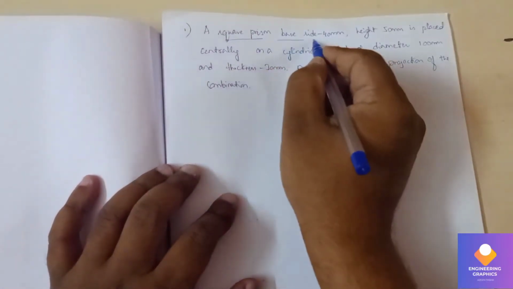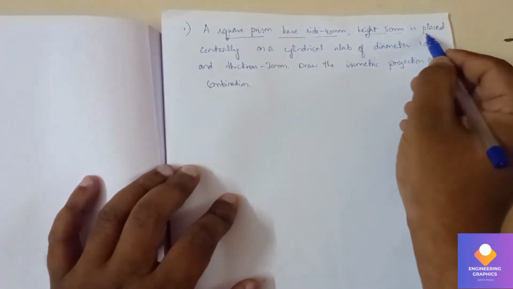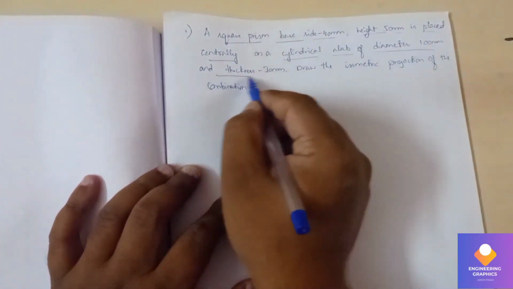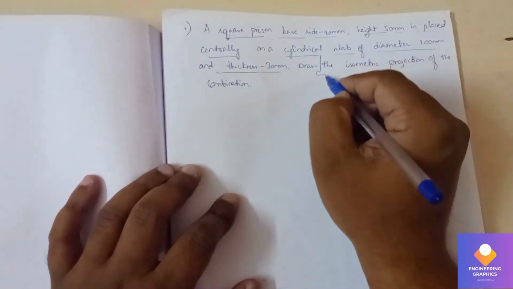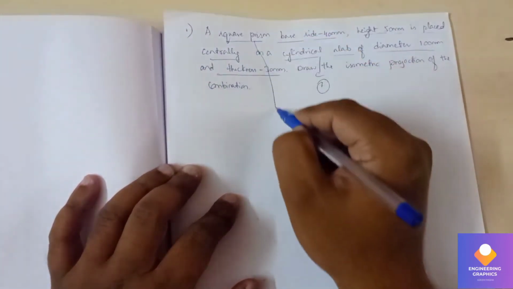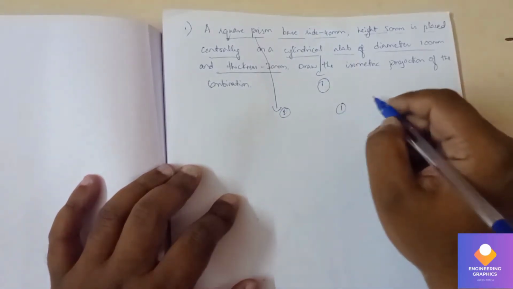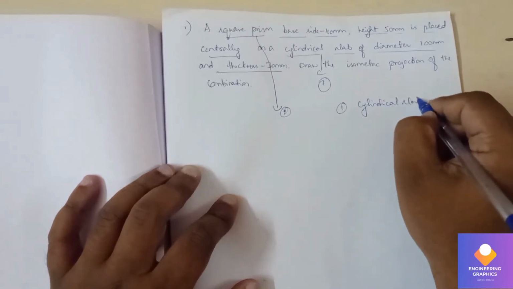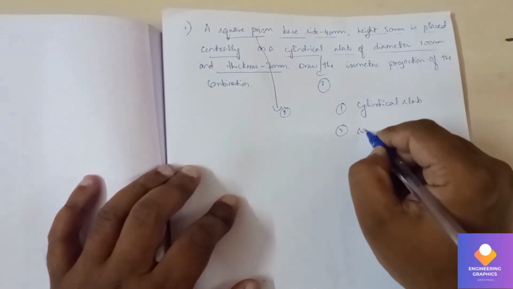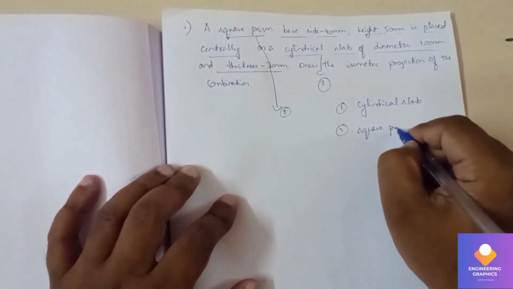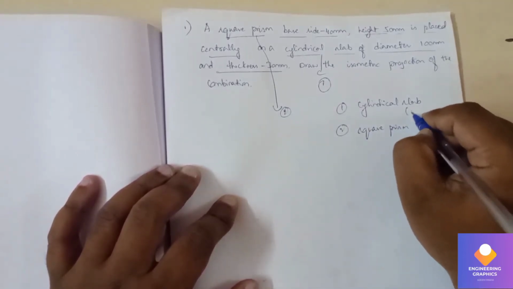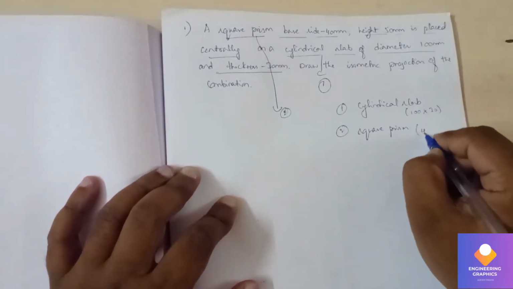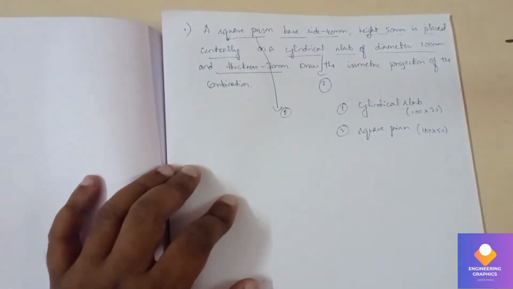A square prism of base side 40 mm and height 50 mm is placed centrally on a cylindrical slab of diameter 100 mm and thickness 30 mm. So here first we should construct the cylindrical slab. That's why I gave number 1 to the cylindrical slab. First we have to construct it. Second, we should construct above it a square prism. So the dimensions we can write down: 100 into 30, and this is 40 into 50.